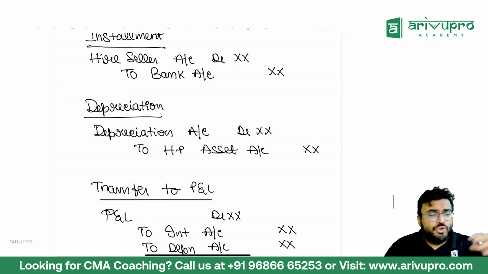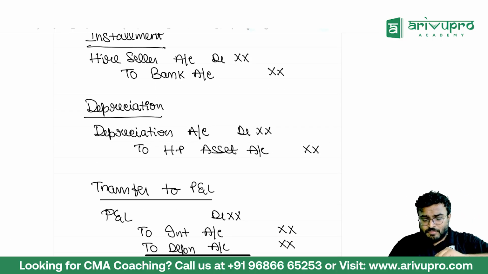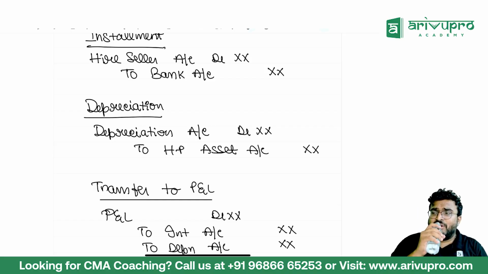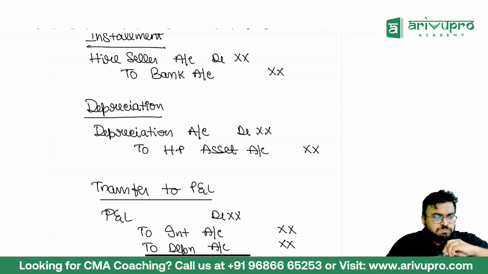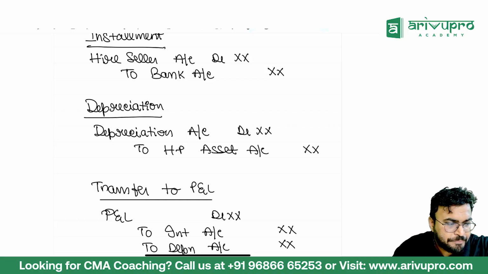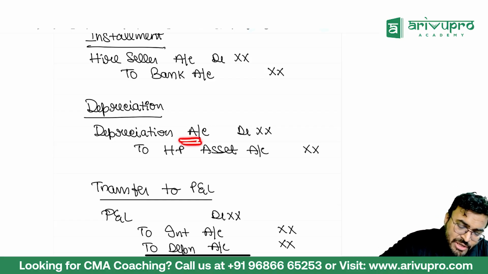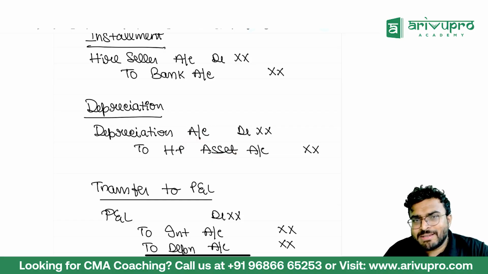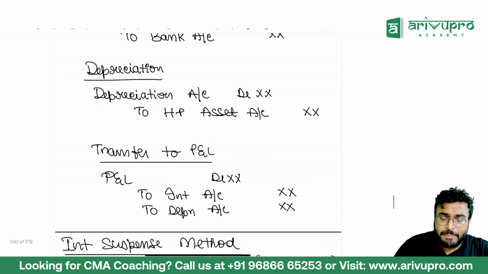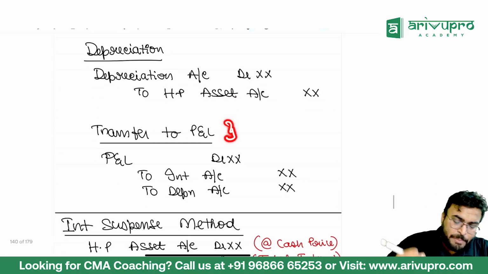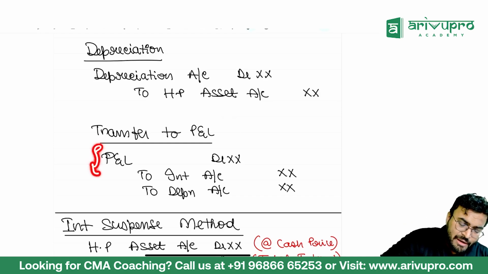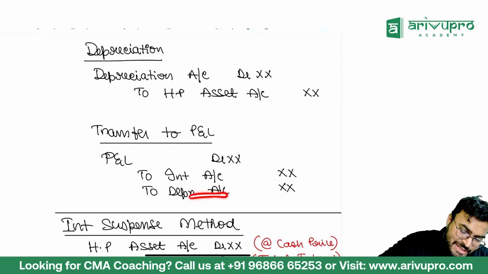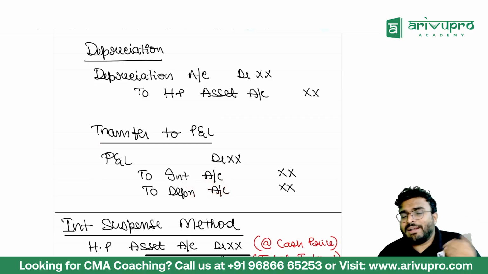Asset is with you. You are going to use the asset, so you are going to calculate depreciation. Depreciation account debited to hire purchase asset account. Now, transfer to P&L. What should be the entry? P&L account debited. Depreciation is an expense. Interest is an expense. Both will be transferred to P&L.